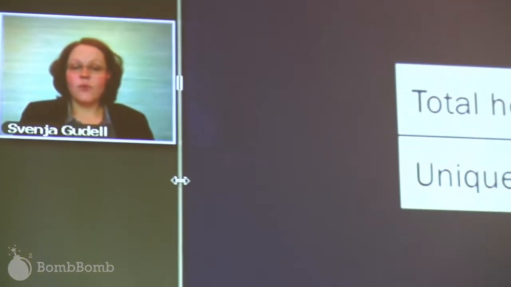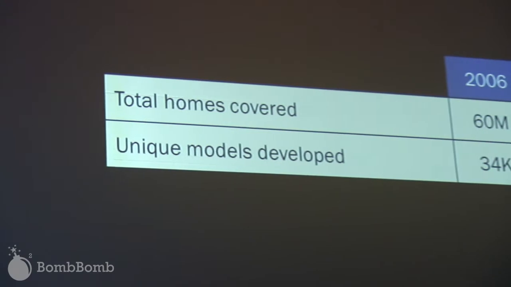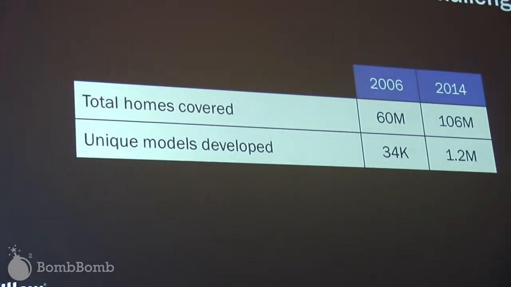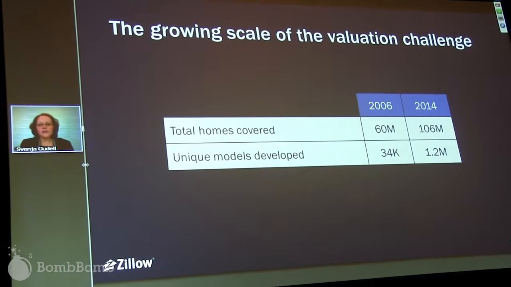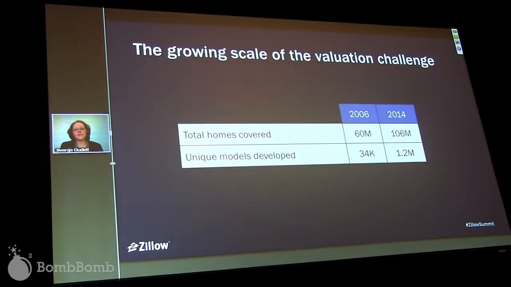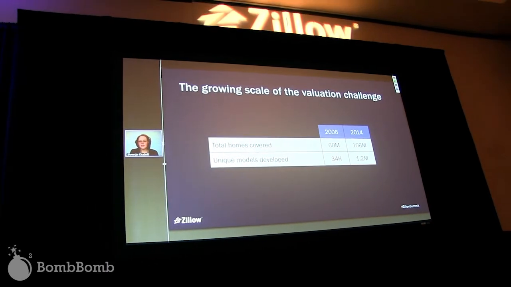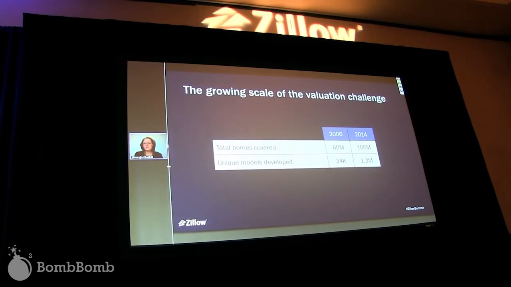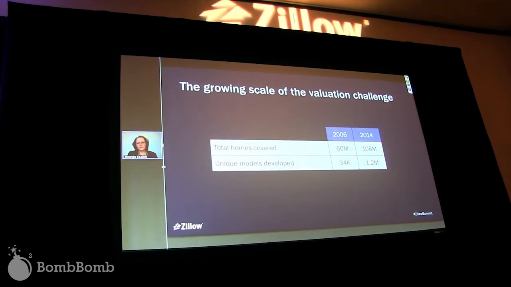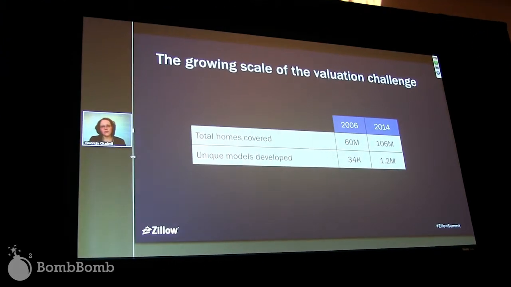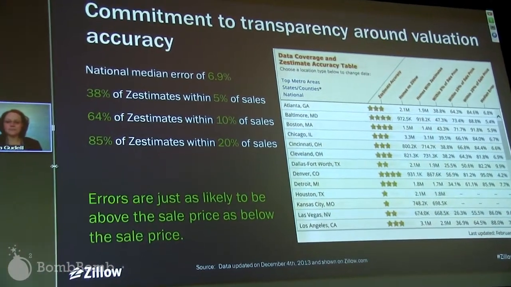I mentioned that we run a lot of these models, and we do this 3 times a week to produce estimates. To give you an idea of the scale, back in 2006 when we started doing all of this, we covered roughly 60 million homes in the US. And we had 34,000 models that we ran to produce estimates on the 60 million homes. Now we actually cover 106 million homes with our estimates. And we developed 1.2 million models 3 times a week to be able to estimate those homes. So it's quite the undertaking, but we've gotten quite good at it, and we're constantly improving. We have a whole team here in Seattle who actually look at making this model better all the time.